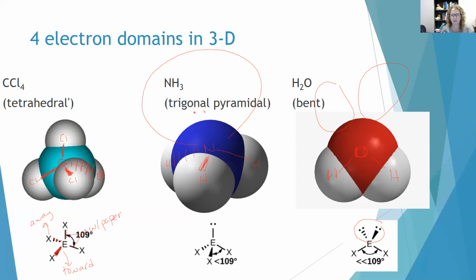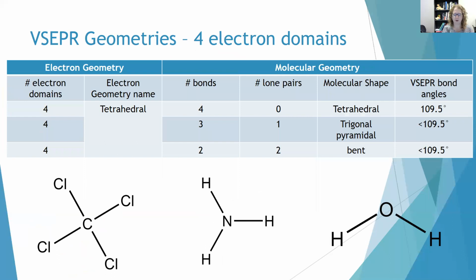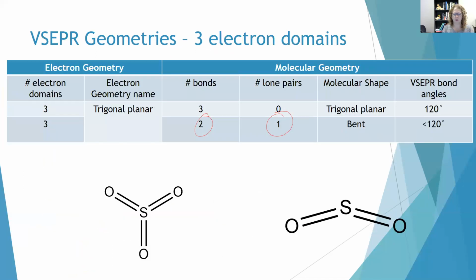Again, cannot stress this enough to you. Make that table and memorize these things. Be able to say 3 bonds, 1 lone pair, trigonal pyramidal, or 2 bonds, 1 lone pair, bent. Be able to just spit those shapes out. Draw a Lewis structure, count the domains, spit out a shape. Practice that.